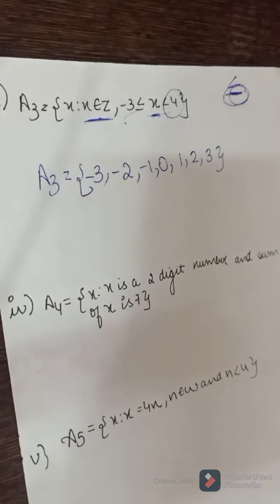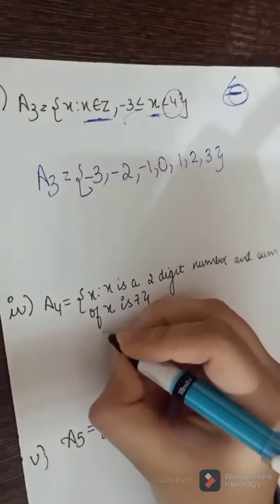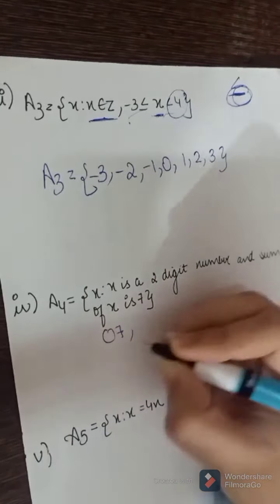Now A4, X such that X is a 2-digit number and the sum of the digits of X is 7. Now what are those 2-digit numbers? 07 can be one 2-digit number.